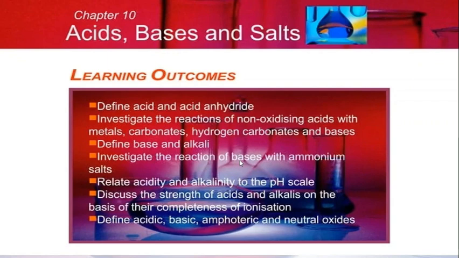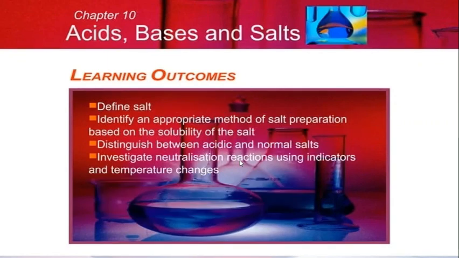Relate acidity and alkalinity to the pH scale. Discuss the strength of acids and alkalis on the basis of their completeness of ionization. Define acid, base, phosphoric and nitric acid or neutral oxides. So these are some of the things that you should learn at the end of this class. So without further ado, let's start.